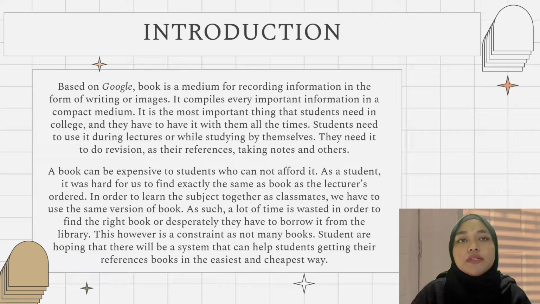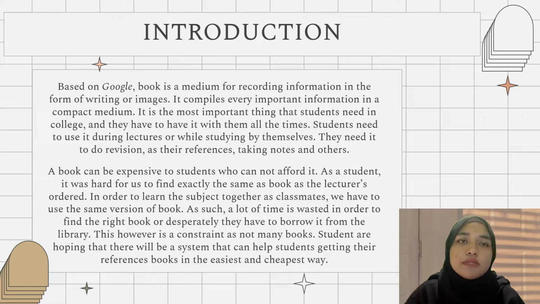Introduction. Based on Google, a book is a medium for recording information in the form of writing or images. It compiles every important piece of information in a compact medium. It is the most important thing that students need in college and they have to have it with them all the time. Students need to use it during lectures or while studying by themselves. They need it to do revision as their reference, taking notes, and more.